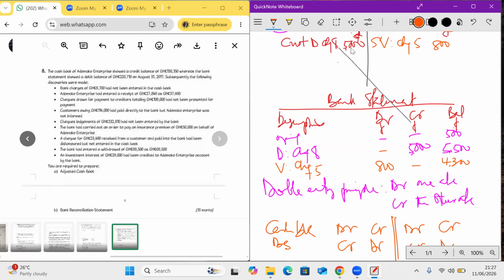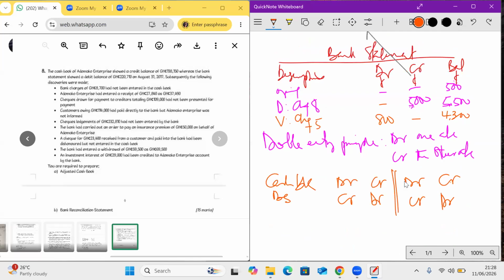We saw 5,000 here on the debit side of the cash book. Has it reflected in the bank statement? We've seen 5,000. Okay, it is fine. We've seen on the debit side of the cash book, 200 cedis received in check. Is it in the bank statement? They said no. Then we mean that there's an issue with that 200 cedis. Why is it received here, but it's not in the bank statement? Well, that's a difference. Then they do the same to the opposite side. Are you good?